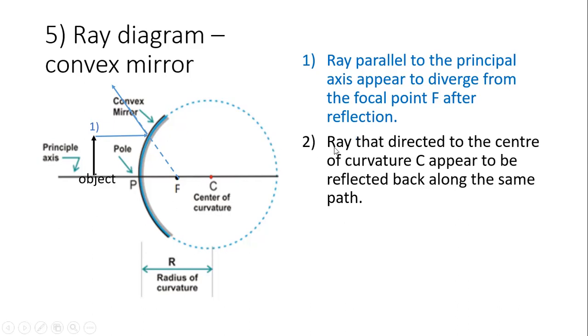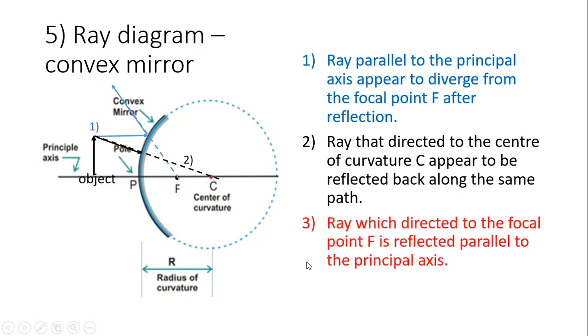A ray directed to the center of curvature appears to be reflected back along the same path. Center of curvature is here. The ray will go from here toward C, and you can draw that line. It won't go through C, but it will appear as if it's reflected from C. And then the last one, you need three only. Any two can be used to trace your object.